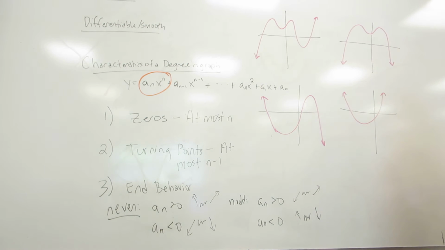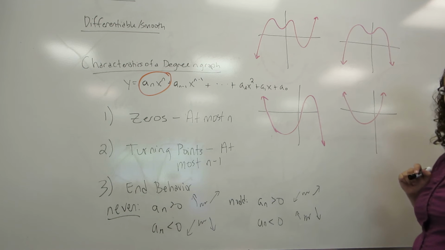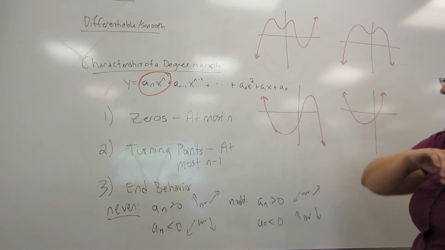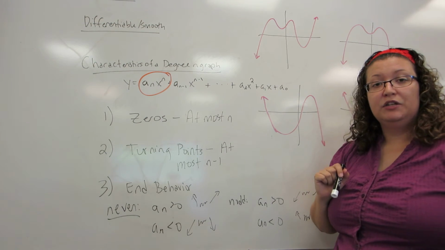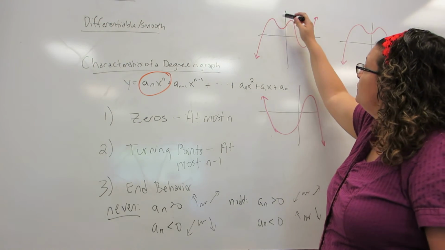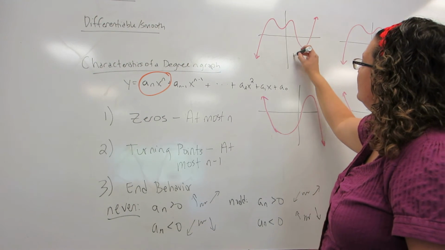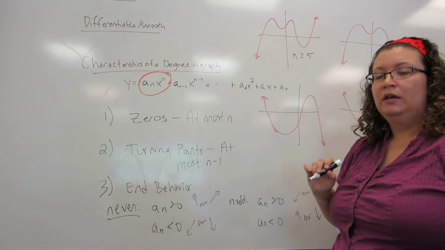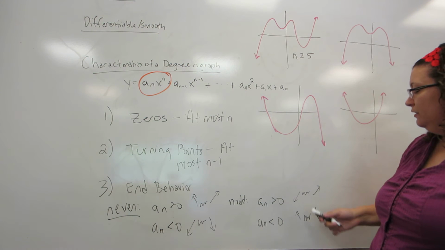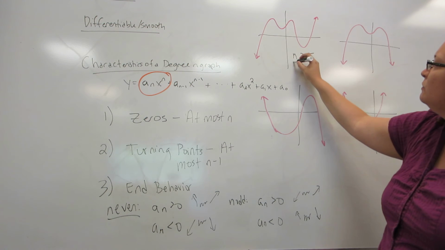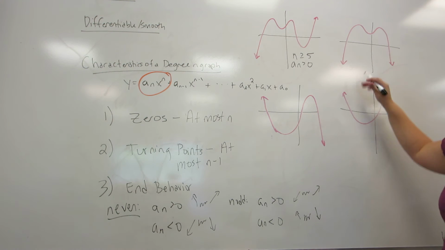So let's make sure we understand how to use this information. We're going to see what kind of things we can glean from these graphs. So, this one. Okay, first of all, there are 3 zeros, which means the degree is at least 3. But there's also 4 turning points. So that means the degree is at least 5. Now, we're in this case an odd degree, and the ends match the upper one, so this means that the leading coefficient is positive.